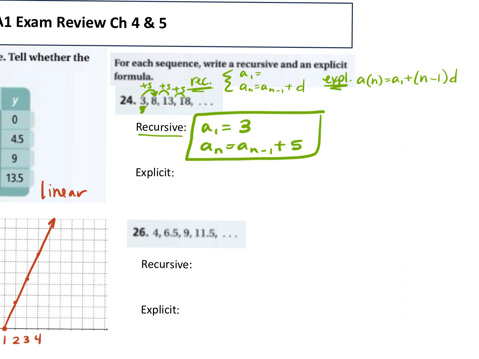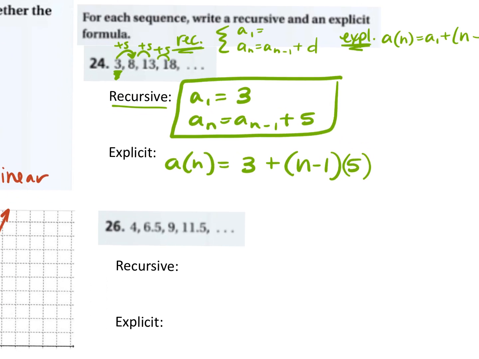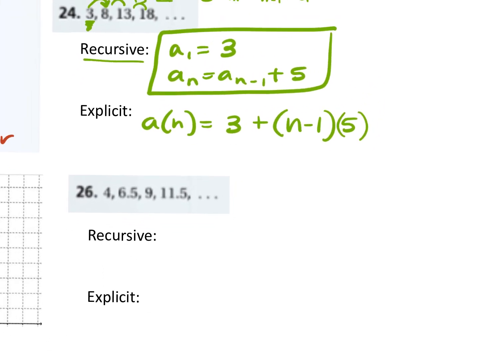And then the explicit formula is a of n equals the first term, 3, plus n minus 1 times your common difference, which is the 5. So that would be your explicit formula. And if you wanted to simplify that, you could simplify it, but you don't need to. You can just leave it right like that for me.